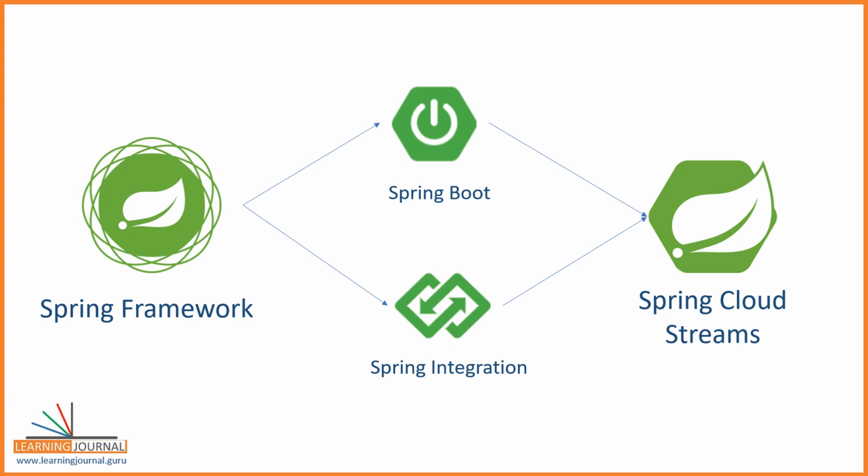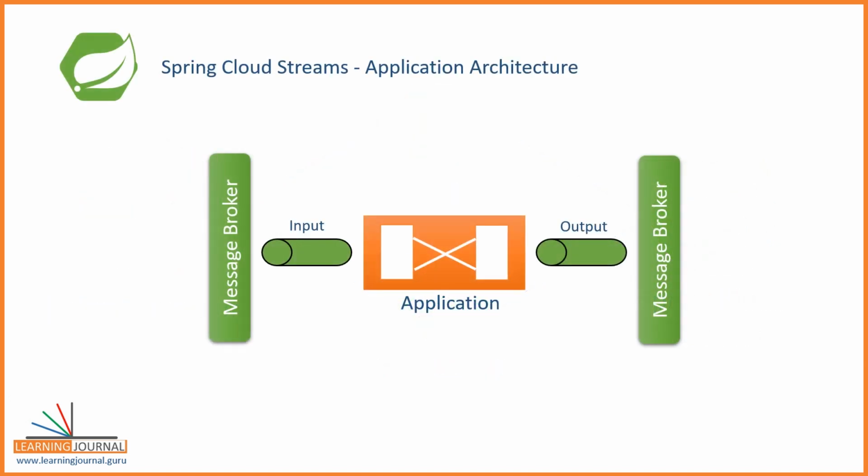Now let's try to understand the Spring Cloud Stream architecture. How does it work? A Spring Cloud Stream application is a message-driven microservice application, right? All we do in a Spring Cloud Stream application is to consume message events, process it to take necessary business actions, and produce events for other microservices.